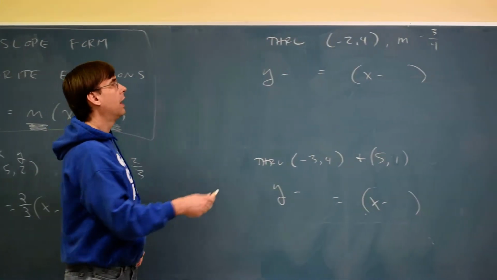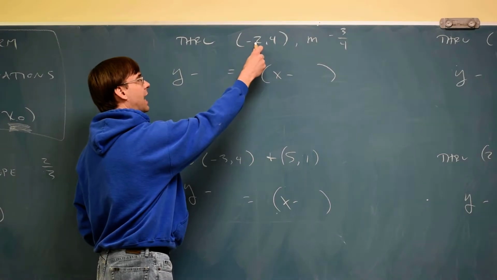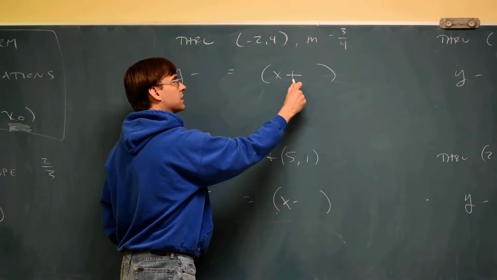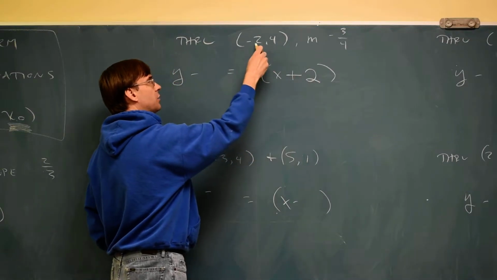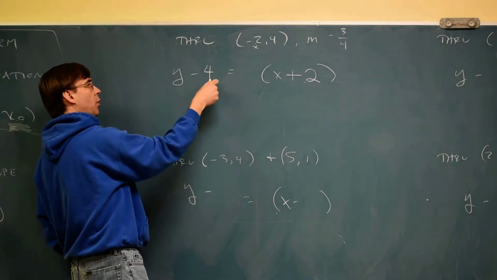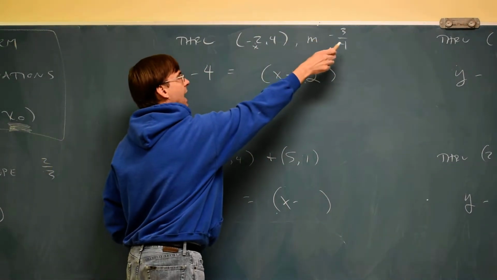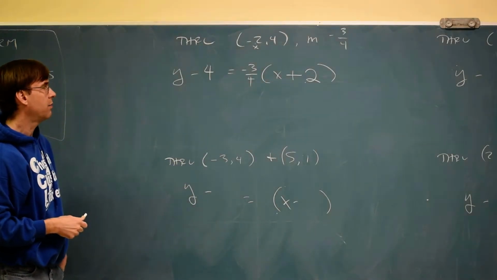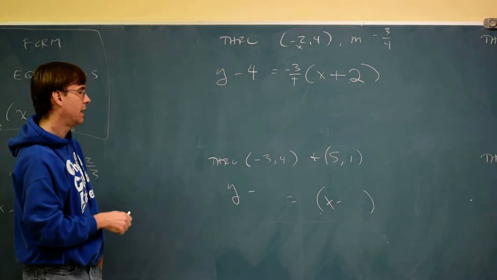If I go to this one, the negative 2 is an x. If I go to subtract negative 2, there's the old minus minus makes plus. The 2 is an x, keep it with the x. The 4 is a y, put it with the y. Negative 3/4 is the slope. The slope goes right after the equals, right before the parentheses, just nestles right in there.